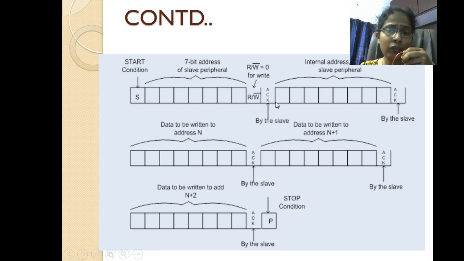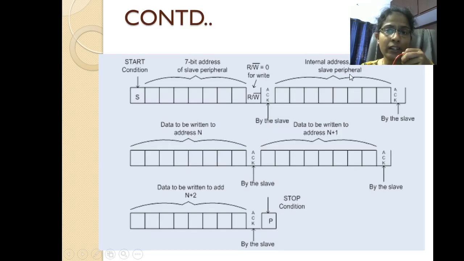Then it is followed by the acknowledgement. Who will give the acknowledgement? The slave will provide the acknowledgement, followed by the internal address in the slave peripheral. This 7-bit is a physical address, and in the RAM, in the memory, to which address I am going to write the data, that internal address is to be given from the master. For that, the acknowledgement is given by the slave, and then the actual data. So the data to be written in the address, then the acknowledgement, then the next address, the data and the acknowledgement.